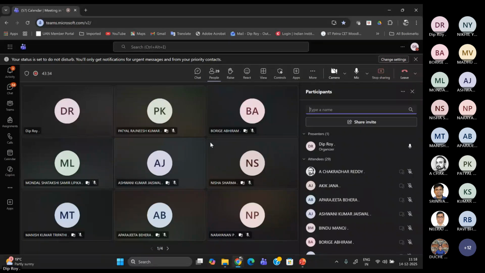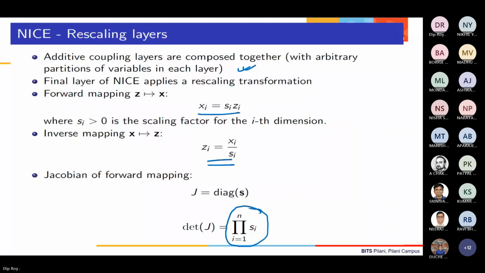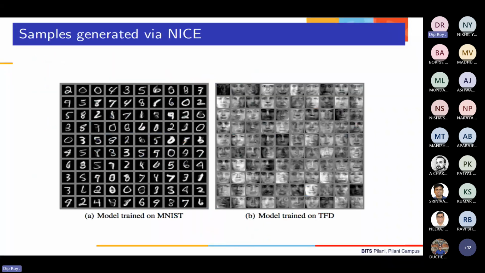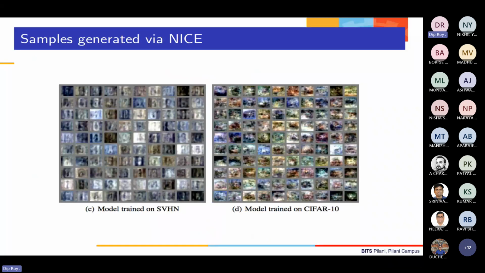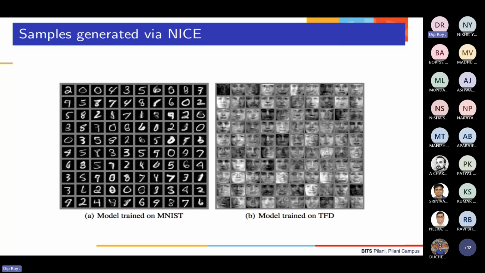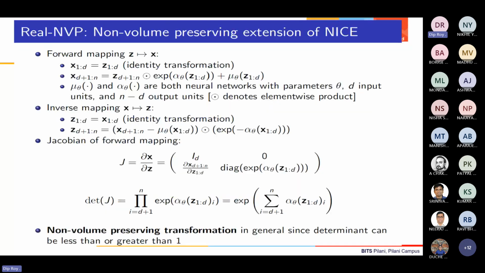Okay. So let's move forward. These are some of the samples that are being generated by NICE. I will not go through them. You can see that they are not bad. I mean, they are doing a pretty good job. This is quite a primitive network. When I say primitive, I mean a few years back it has come up.